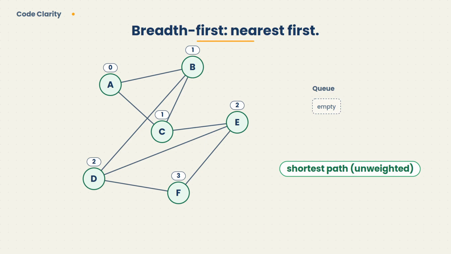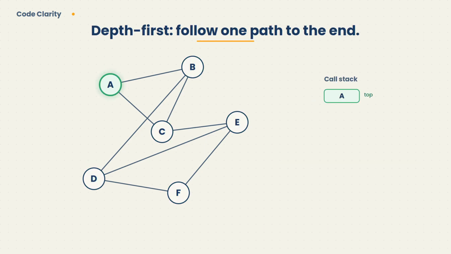Fewest edges guaranteed. Depth first search does the opposite. From the start, it commits to one neighbor, then that neighbor's neighbor, plunging as deep as possible before it backtracks and tries another branch. You can write it with an explicit stack, but it falls out naturally from recursion. Each call dives one level deeper, and returning is the backtrack. One caution: recursion is clean, but on very deep graphs, it can hit the call stack limit. So an explicit stack is sometimes the safer choice.